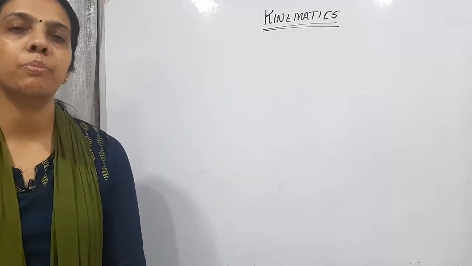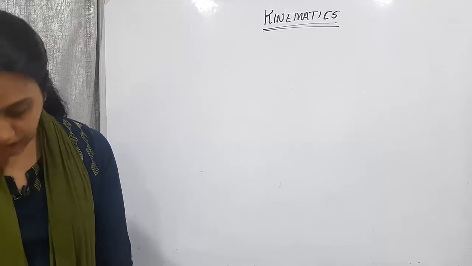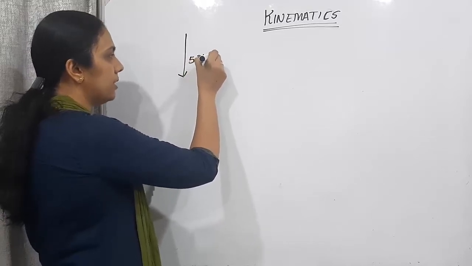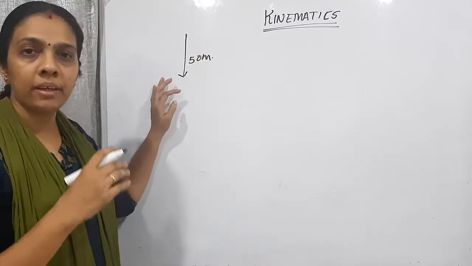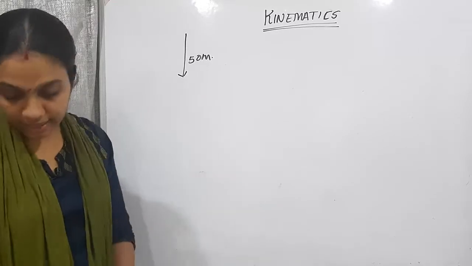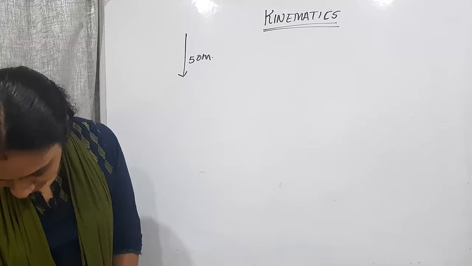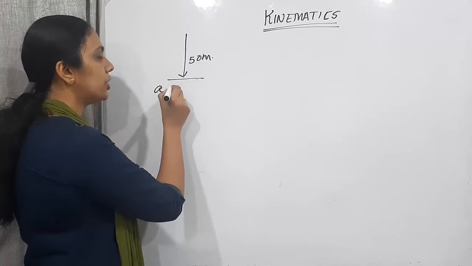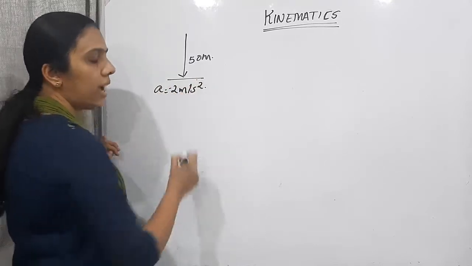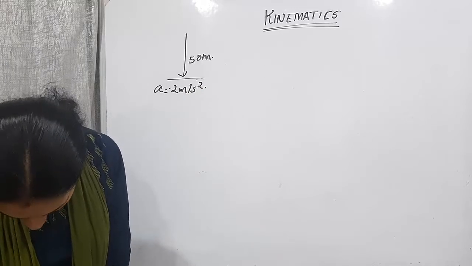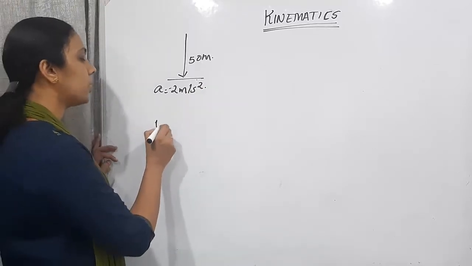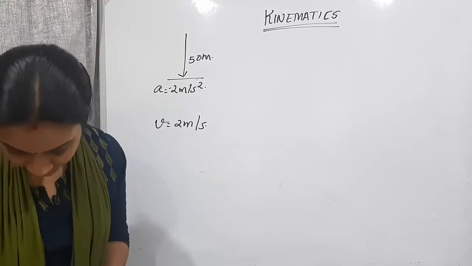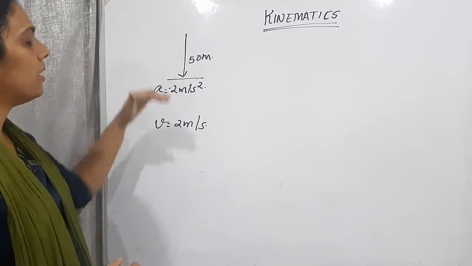So a parachutist bails out and falls 50 meters without friction. First he is falling down 50 meters, and then the parachute opens up, and he moves with a deceleration of 2 meter per second square. After the 50 meters, the deceleration is 2 meter per second square, and he lands on the ground with a final velocity of 2 meter per second. We need to find the total height: when he bailed out, what was the height?